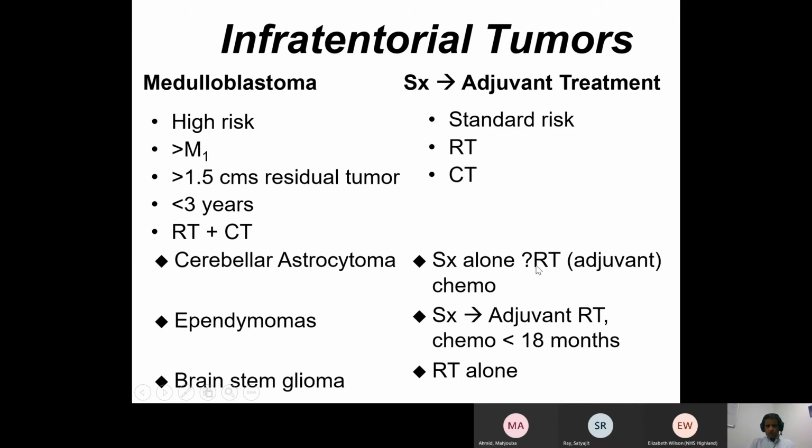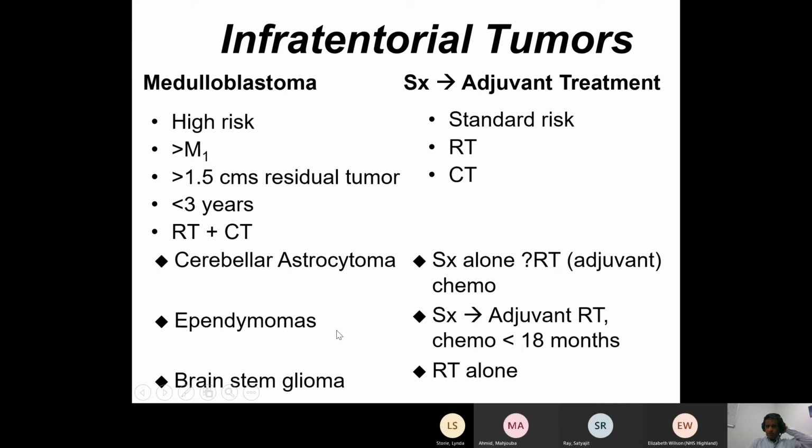But if they are recurrent, if it is still possible to do surgery, you can do it. But if surgery is causing morbidity, then adjuvant treatment will usually be radiotherapy if they are older children, that means if they are more than 8 years of age, or chemotherapy if they are under the age of 8 years.